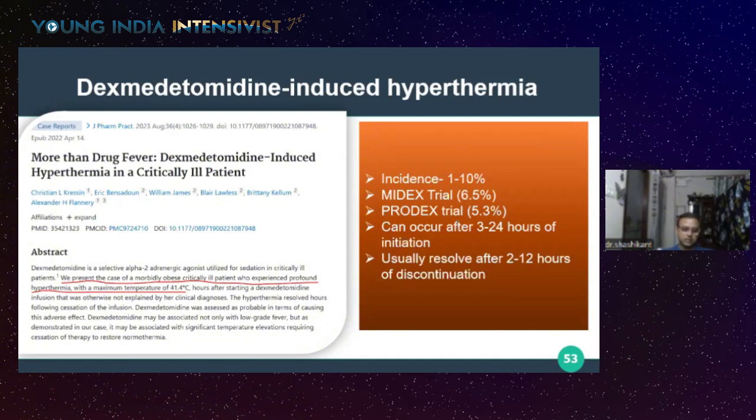So this is an important drug because it is now being increasingly used in ICUs for sedation, and we should be aware, if there is a rising temperature and we have ruled out other infectious or non-infectious causes of rising temperature by appropriately investigating the patient using blood cultures, looking at other blood parameters, and imaging. So this is one of the categories that must be kept in mind, and we should be aware of it. Thank you.